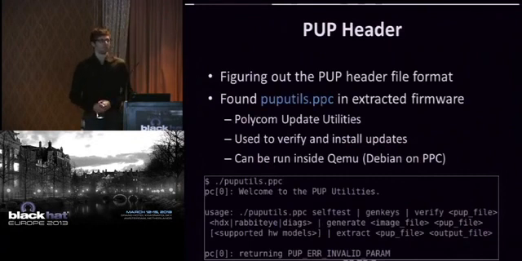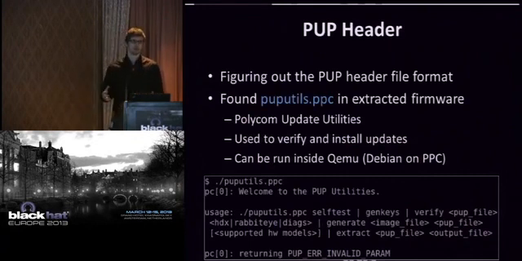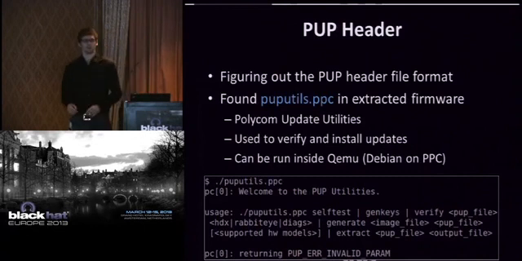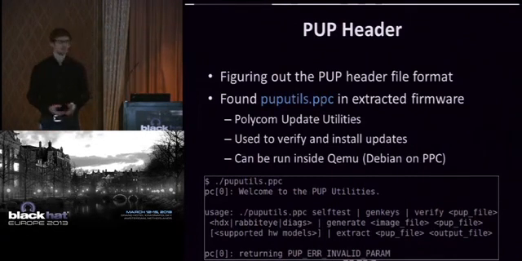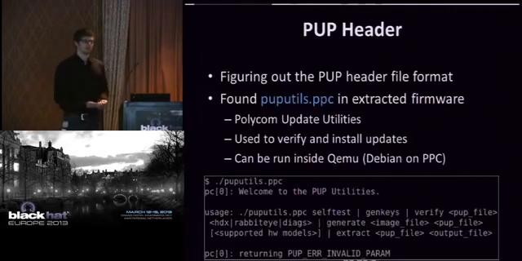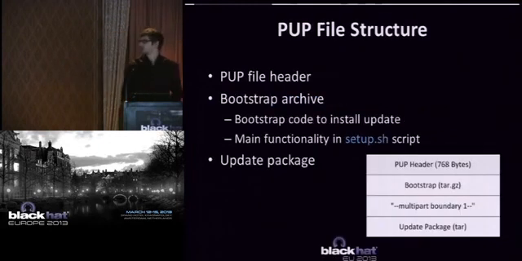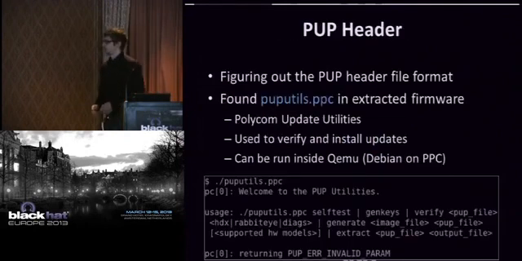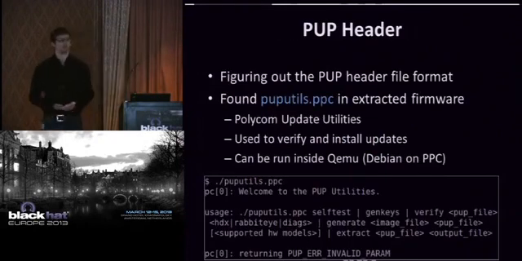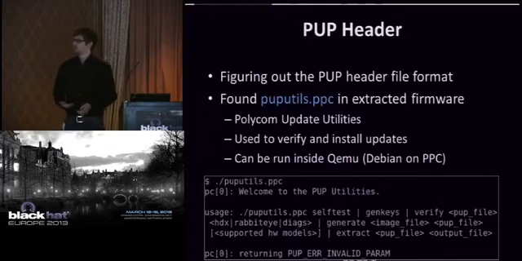What you typically do is you try to guess certain fields, you try to compare different versions of a firmware update file in order to find out the complete structure. However, in this case, it was much easier because, as I said, there's this update package. We were looking around trying to find interesting files, and we found a file called pubutils.ppc, which is a PowerPC binary. This binary is called the Polycom update utilities.